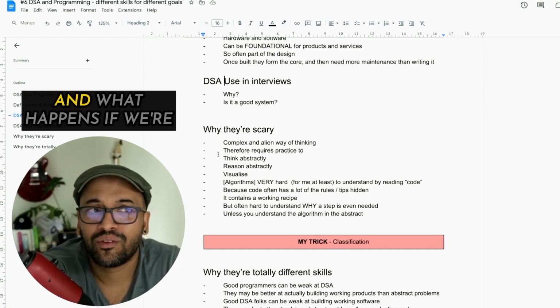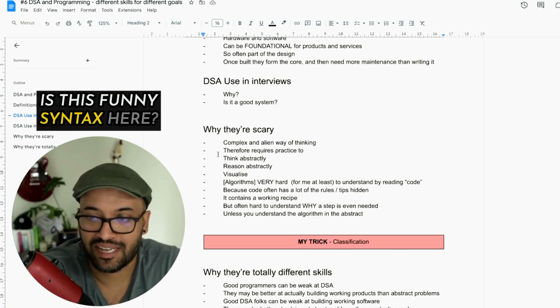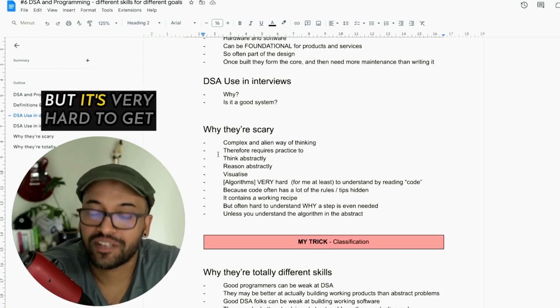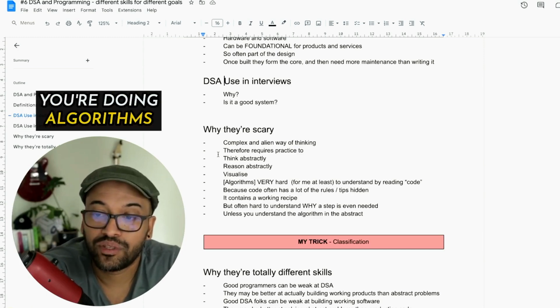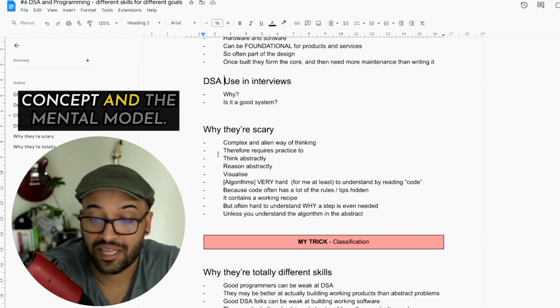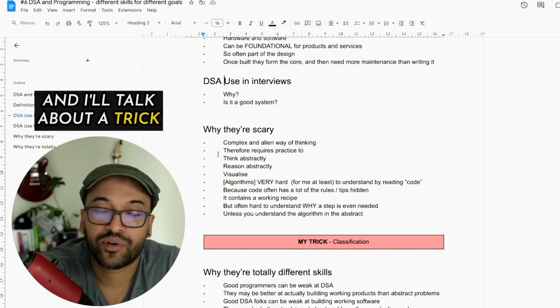Well, why? And what happens, if we're doing it this way, or why is this funny syntax here? Usually there are good reasons, right? But it's very hard to get it just from reading code. So it's really important when you're doing algorithms to first understand the concept and the mental model. And I'll talk about a trick I use later on.